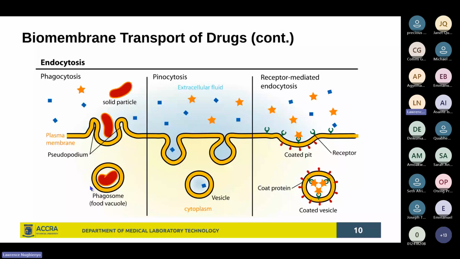Then you also have the transport of solid substances, where the cell membrane actually engulfs these substances. For much larger, bigger solid substances, you have the process of phagocytosis, where the cell membrane engulfs the substance and forms what is referred to as a phagosome or food vacuole, which results in the breakdown or dissolution of these substances. Usually these processes we are seeing here, phagocytosis and pinocytosis, occur much more in unicellular organisms than in eukaryotes.